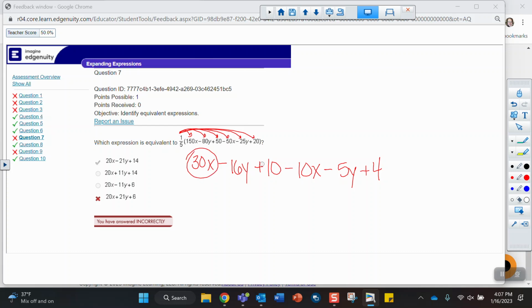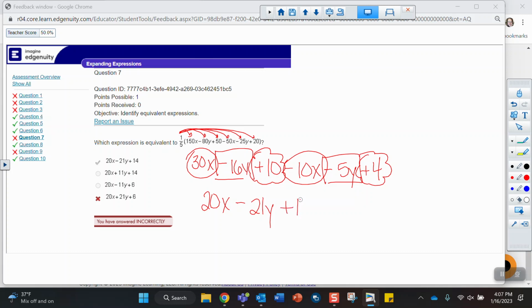So I've got 30x minus 10x. That's 20x. I have negative 16y minus 5 more. That's negative 21y. And I have a positive 10 and a positive 4, so that's 14. So there we go.